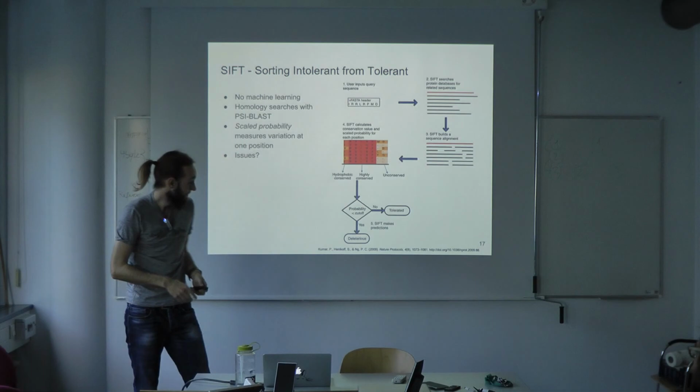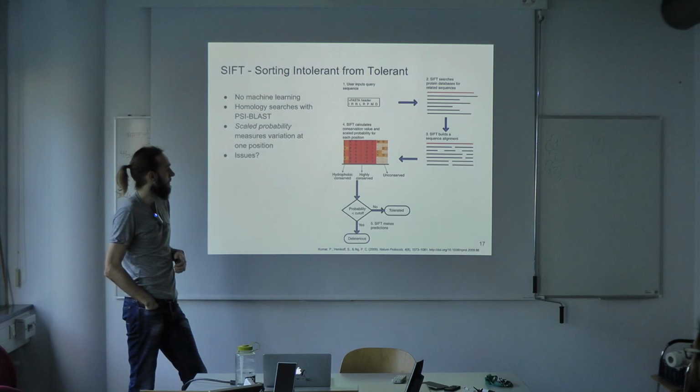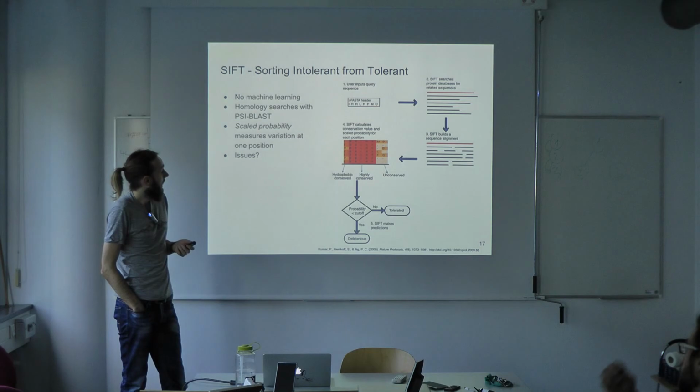So the first tool is SIFT. The original one was from 1995 or so, I believe. It's a very old tool, and the approach is really simple. It doesn't do any machine learning. It just checks how conserved the residues in the protein are. And to do this, we have this nice flowchart here.